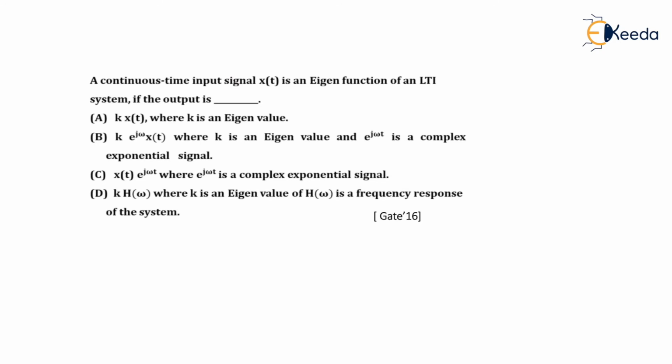So with our discussion, we have already seen that whenever y of t is simply k times x of t, only then x of t is called an eigenfunction, k is called the eigenvalue. Is that right? So definitely it is option A. So whenever output y of t is k times x of t, where k is the eigenvalue, only in that case would I say that x of t is an eigenfunction.